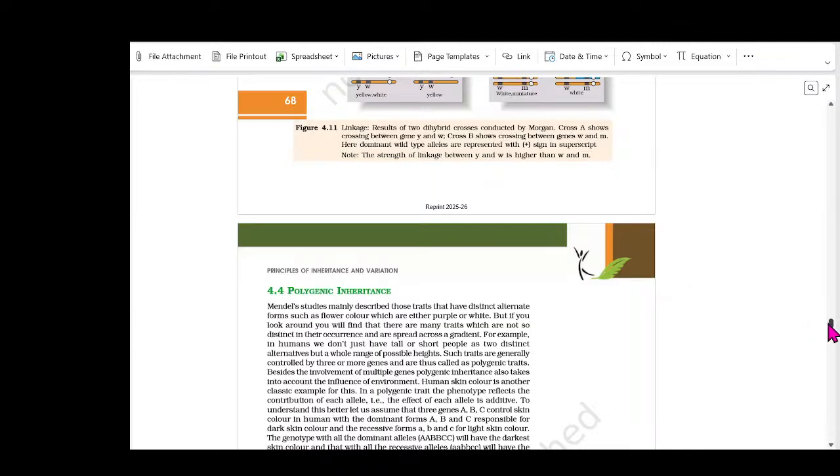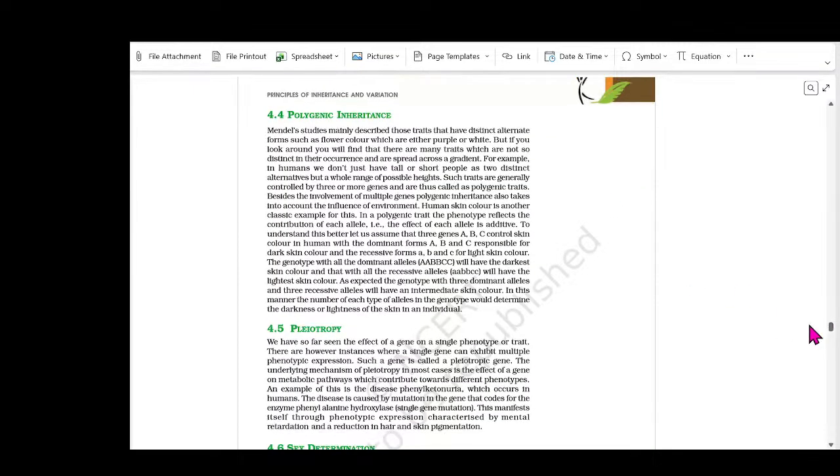Polygenic inheritance, which is topic 4.4. Mendel's studies mainly describe those traits that have distinct alternate forms such as flower color, which are either purple or white. But if you look around you, you will find that there are many traits which are not so distinct in their occurrence and are spread across a gradient. For example, in humans, we do not just have tall or short people, or two distinct alternatives, but a whole range of possible heights. Such traits are generally controlled by three or more genes and are thus called polygenic traits.